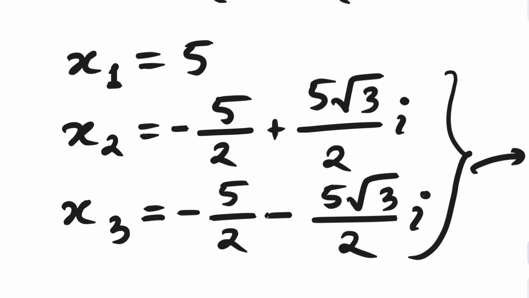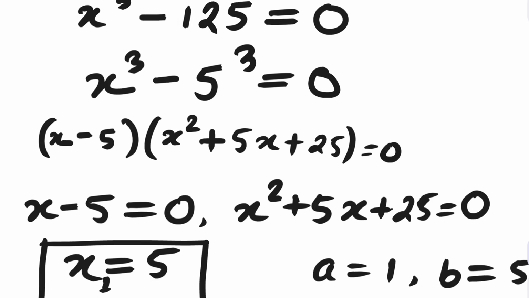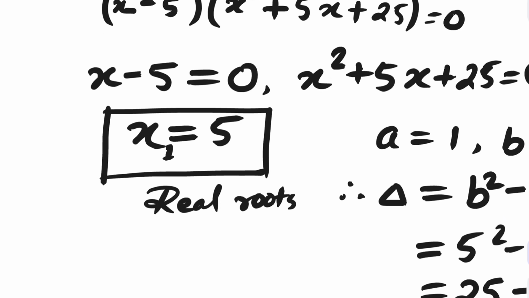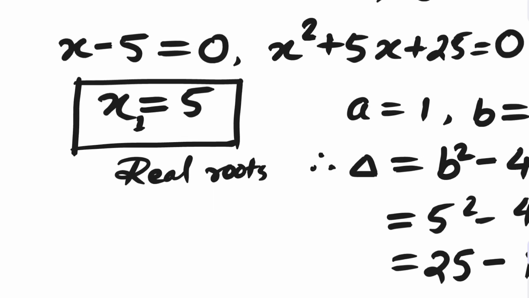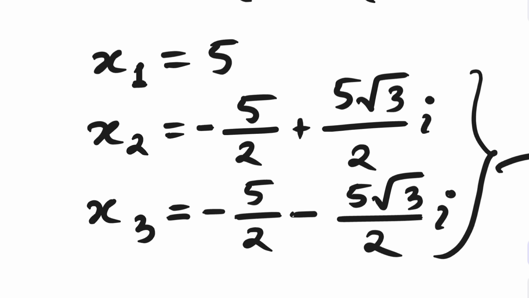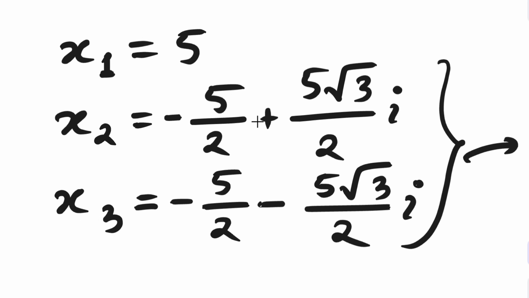So to wrap this up, if you only wrote x equals 5 as your final answer, you'd technically be correct but incomplete, because this is a cubic equation and it always has 3 roots. So showing the full factoring process using the difference of cubes identity and then solving the resulting quadratic with the discriminant is what demonstrates complete understanding.